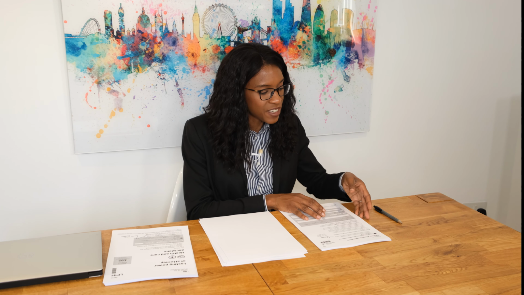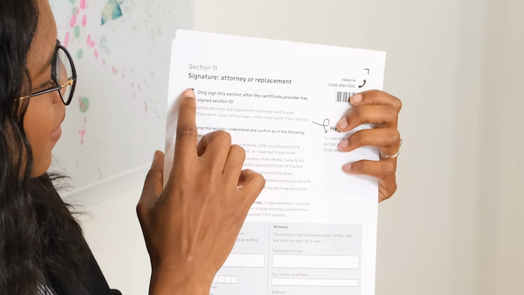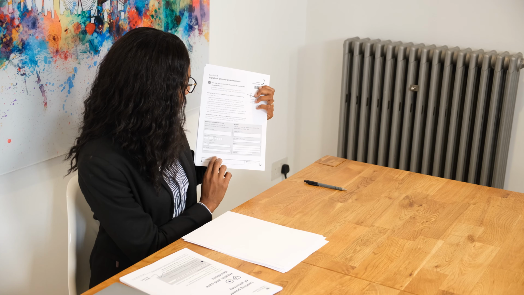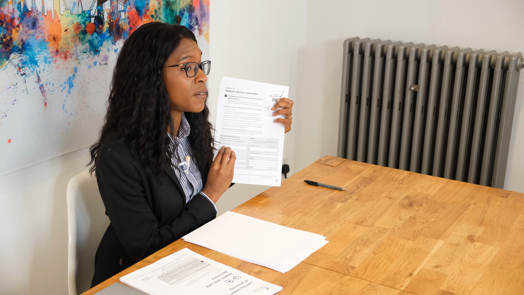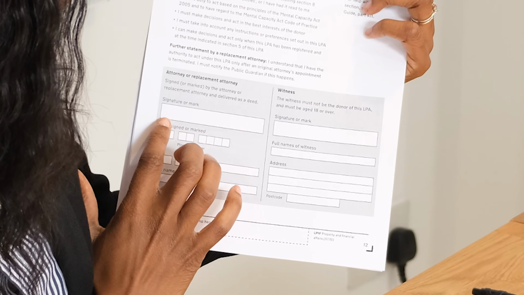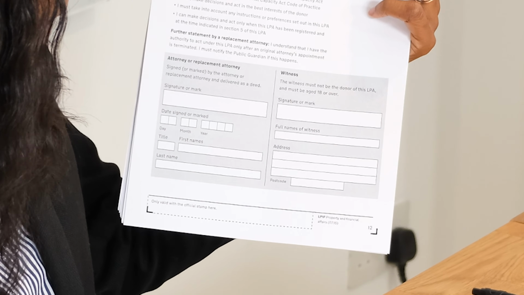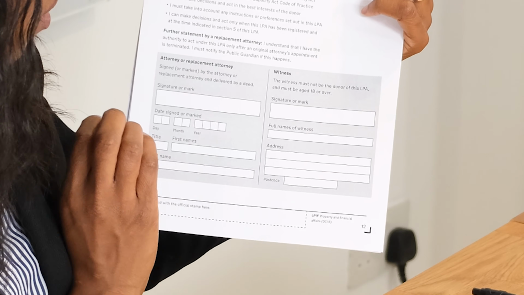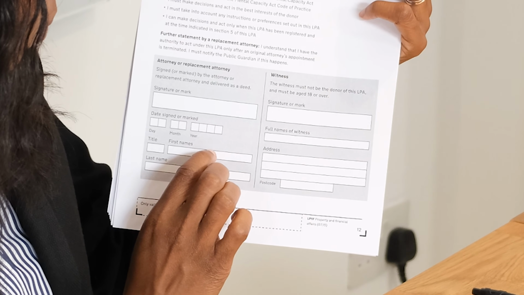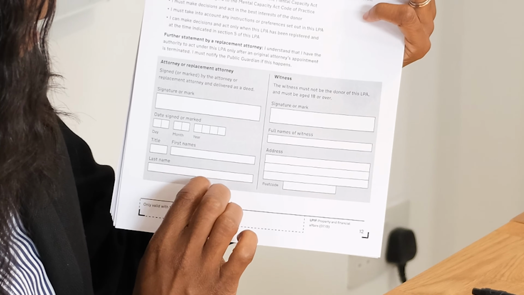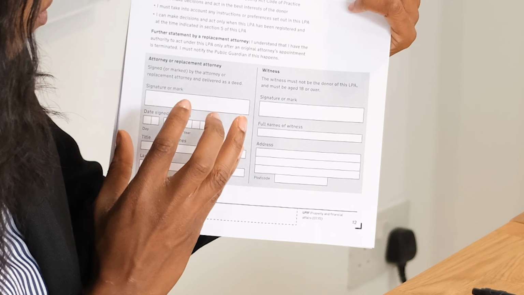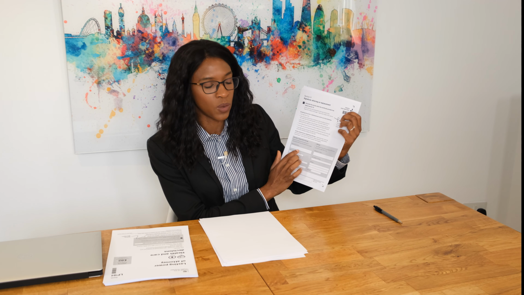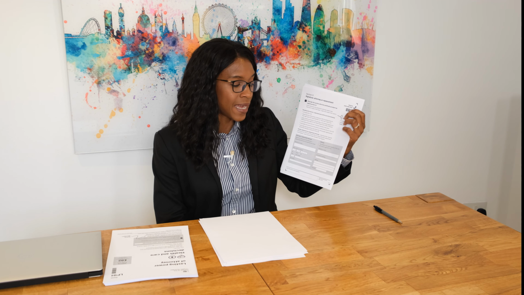Now, the next section, again at the top, says signature, attorney or replacement. So we know that this section will also need a signature. On the left hand side, it says attorney or replacement attorney. So you will most likely find this section already pre-completed with a name only. So the attorney or replacement attorney will need to sign or mark and put today's date, and they will need to do that in the presence of a witness.